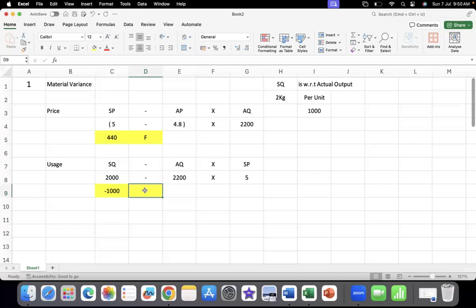Let's just ignore the sign and try to interpret this, which says, as per your budget, you decided that 2000 kgs would be the material which you need. But then what happened actually, you ended up having 2200. So you spent more of the materials than what you were estimated. And that's why this becomes an unfavorable variance for you.